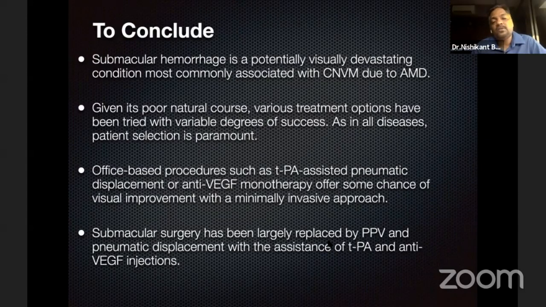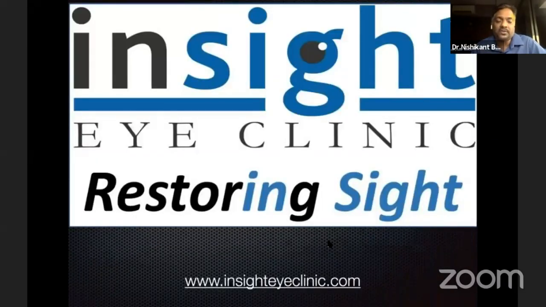We can try office-based procedures with or without TPA, and if there's a very large hemorrhage, then you can try a submacular surgery by injecting subretinal TPA and anti-VEGF agents.